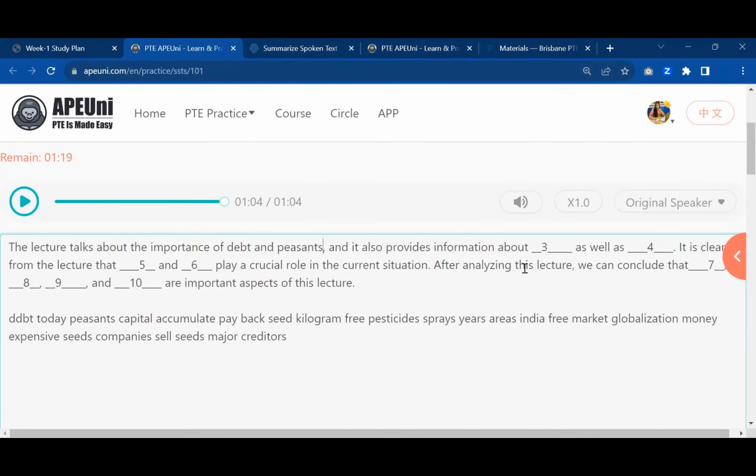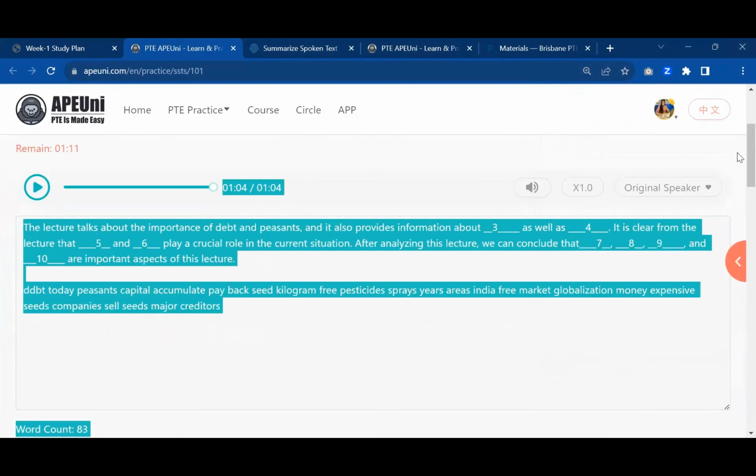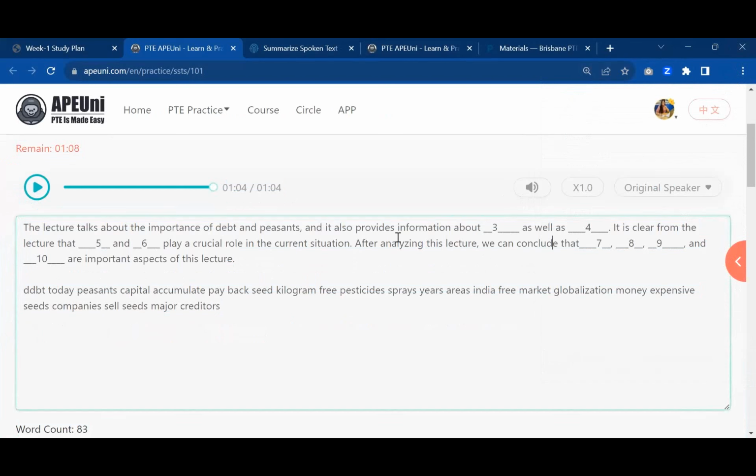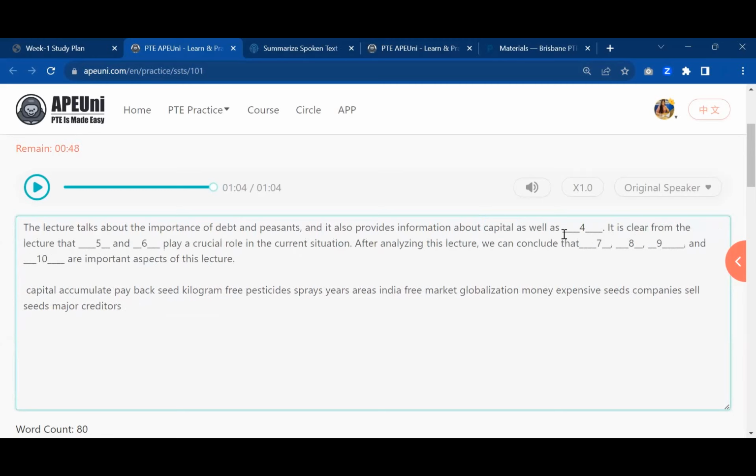Presents, and it also provides information. I think I can zoom this a little bit. Yes, this is distracting. Okay, debt and peasants info, and it also provides information about. Then let's select, this is done, this is done. Today I'm also gonna remove. Let's write about capital. Okay, about capital, spelling capital, and as well as accumulate, that's a verb. I'm gonna wait and see if I have more nouns, so I'm going to write seed.